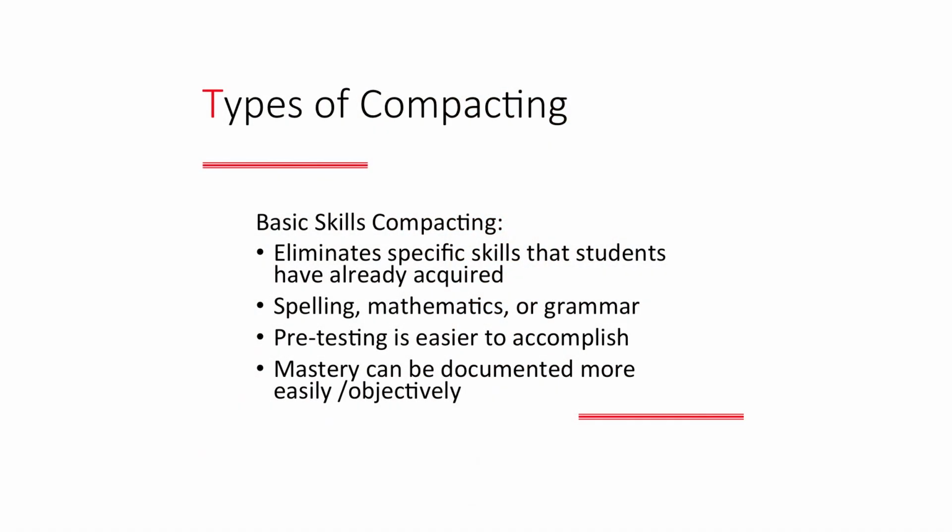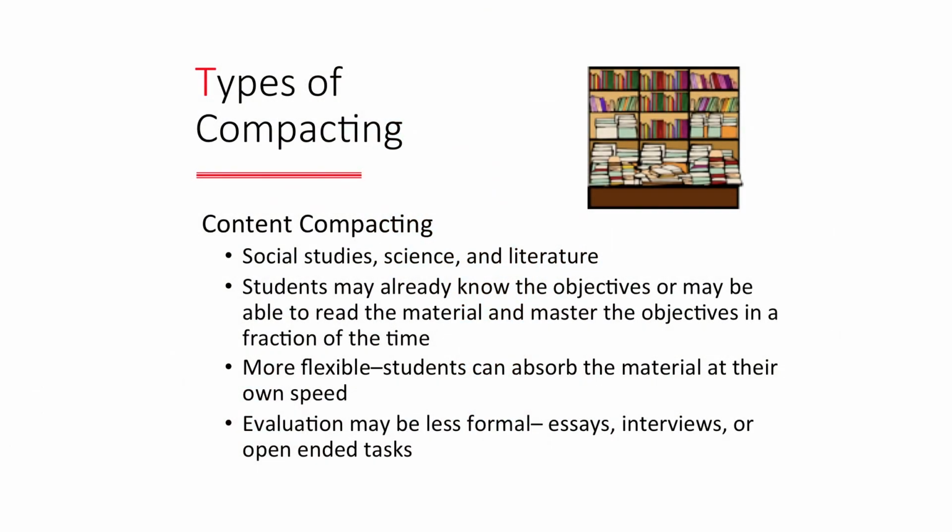There are two kinds of compacting. One that's easier, and that's basic skills in areas like math or spelling, where we can show very quickly that students already know. Mastery can be documented. You either spell a word correctly or you don't. You write something well or you don't. There's another type of compacting, which is more content compacting. And this might be in areas such as social studies, science, literature, and students may not already know the content, but when given the opportunity, they can master it in a fraction of the time. And this is another form of compacting.